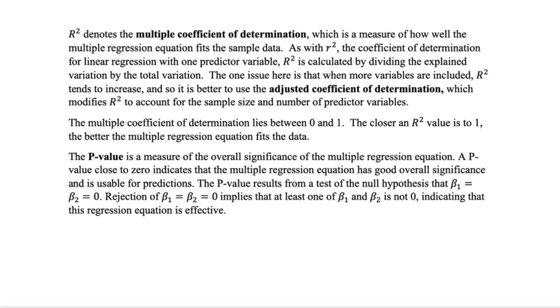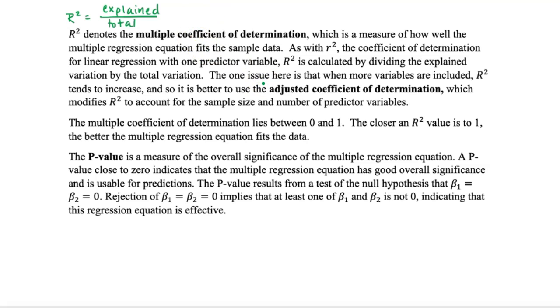Next, let's talk about this multiple coefficient of determination, R squared. And so R squared, just like our lowercase r squared, the linear coefficient of determination, is a measure of how well this multiple regression equation fits the sample data. And remembering that R squared, so capital R squared, multiple regression coefficient of determination, is still the explained variation over the total variation, right? So if most of this is explained, then that's good. It means our equation makes sense.